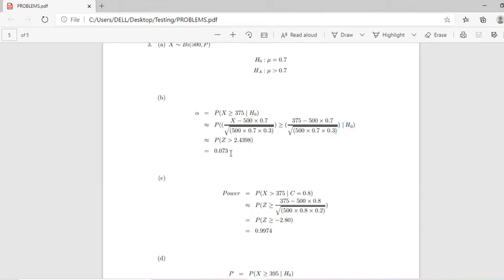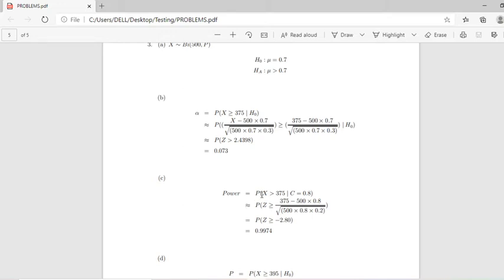We have discussed how to find the probability using the standard normal table. So you can check whether this result is correct or not. So we have obtained the probability of type 1 error. Now we have to find the probability of type 2 error, or we have to find the power.